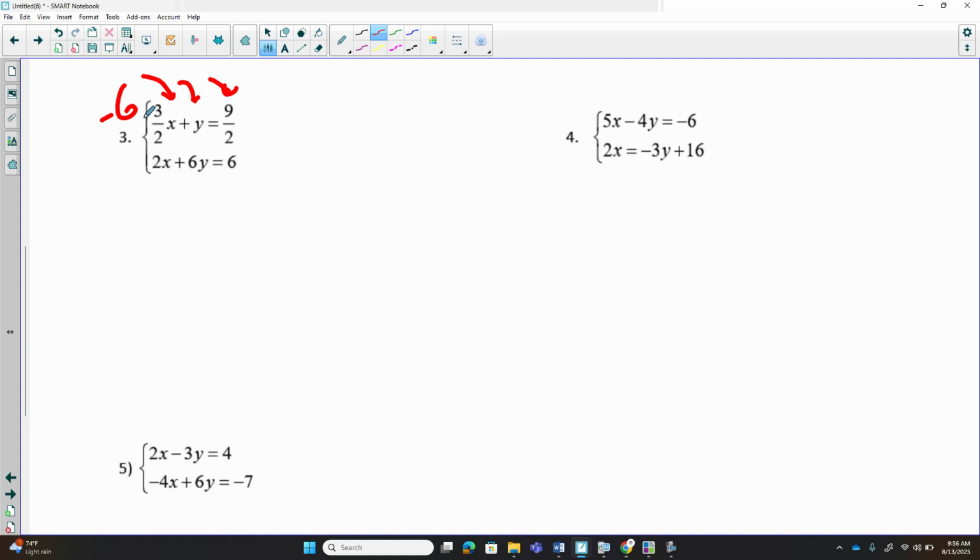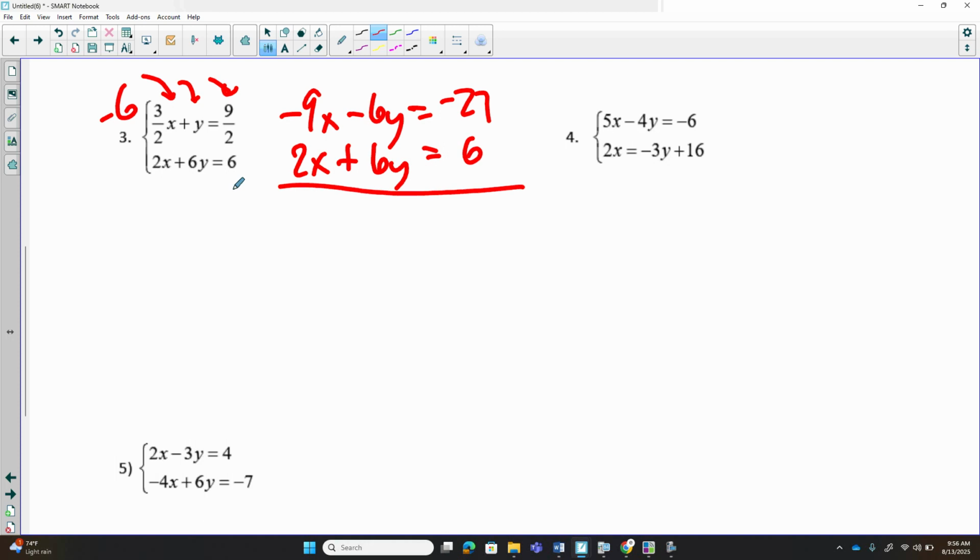Well, then that would give me -18 over 2, which would be -9x. Then I would get a -6y. Then I would get -54 divided by 2, which is -27. So I can just do that all at once. Then that will save me a little bit of headache. All right?